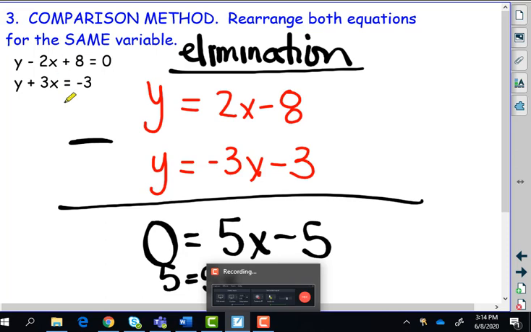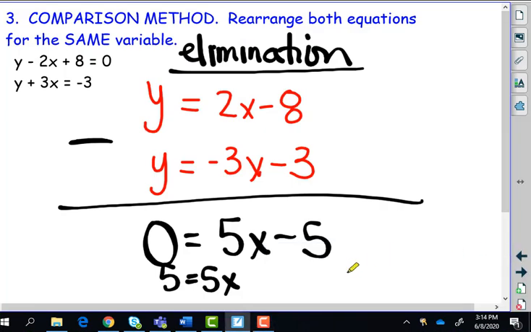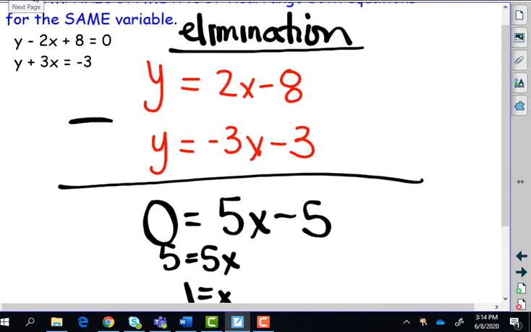Here's another example of comparison method. I'm not going to talk too much. You can pause the screen. I'll just minimize that. Okay, so you can just pause the screen if you want to. I got both of the y's by itself and solve for x, and then you would just plug that x is equal to 1 into one of the equations.